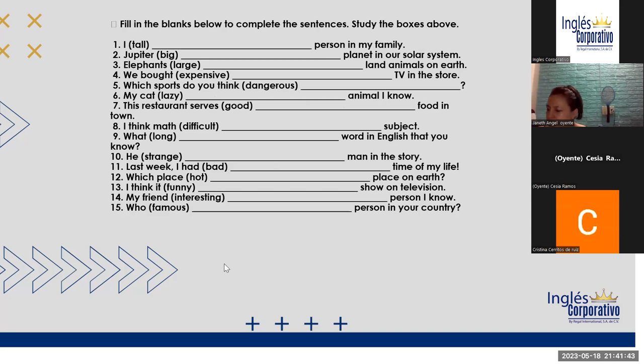En la 8, I think math is the most difficult. Is the most difficult subject. Teacher, en la 8 sí se utiliza el cero estar. En la 9, perdón, la 8 sí lo necesita, también la 9. Sí, ¿verdad? Is the longest. Ok.